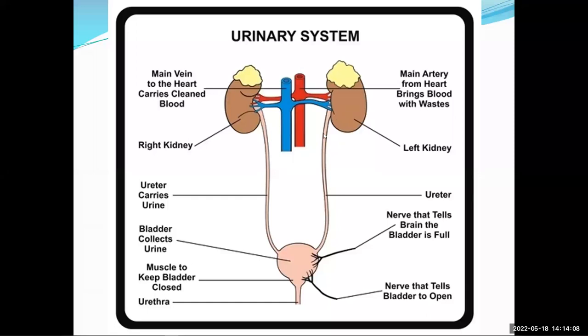Left and right kidney, here are the ureters, voids, and it goes into the bladder. There are nerves that tell the brain that the bladder is full. And I think we can identify with that, yes? Don't we know when it's time to void our bladder? Yeah, usually we do when it's full.